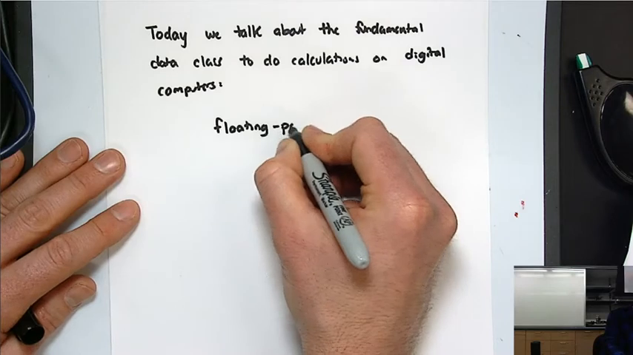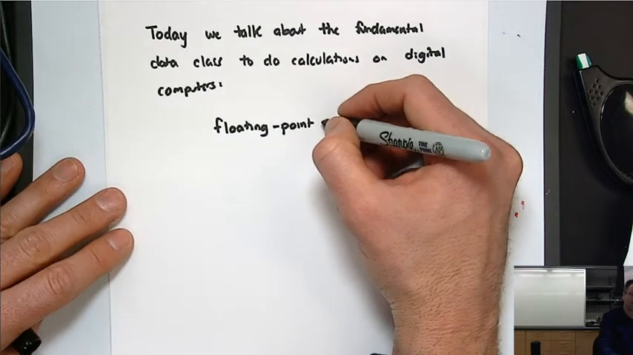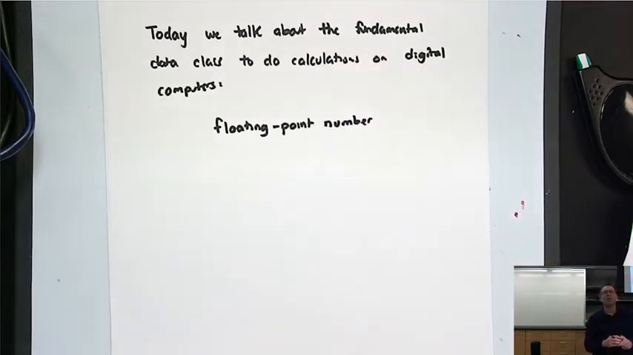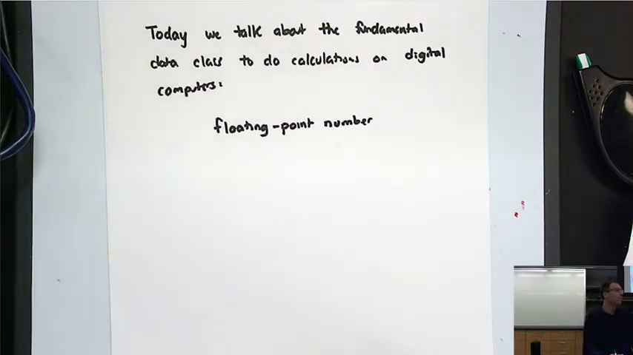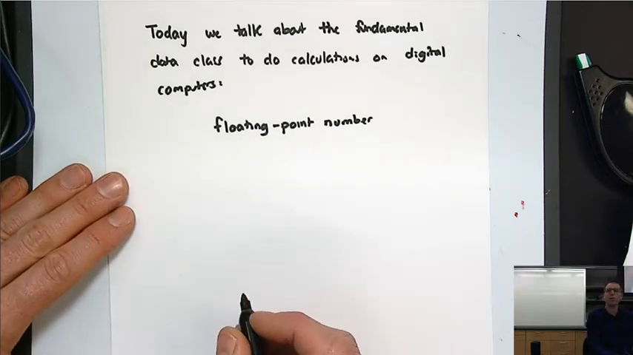Let me ask you this. When we were in signed integers and unsigned integers, what were the data classes that we used to represent that in MATLAB? Let's do unsigned, for example: uint16, uint8, uint32, uint64. Could you guess what we might study in floating point numbers?